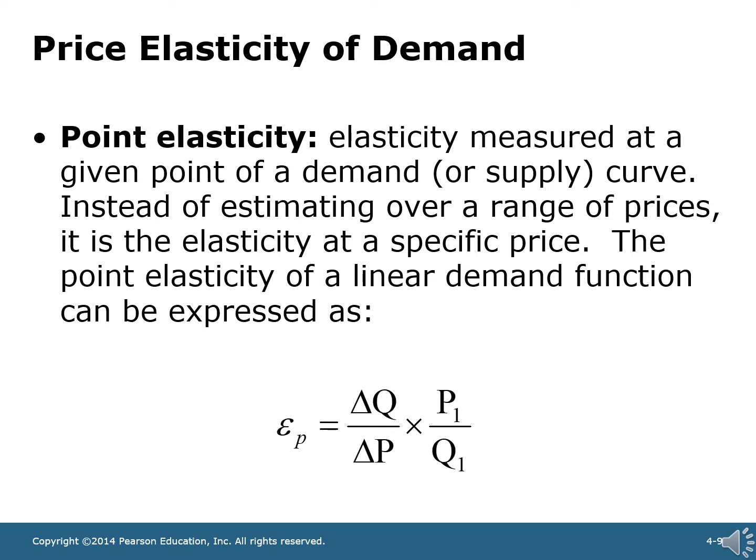Now elasticity here is represented by the Greek letter epsilon, and there's a subscript p again to denote that this is the price elasticity. So epsilon p is going to be equal to the change in the quantity divided by the change in price times the price divided by the quantity at that point that we're interested in calculating the elasticity for.